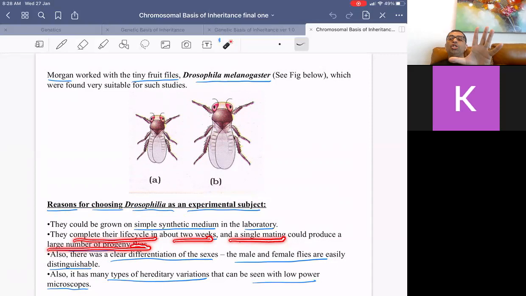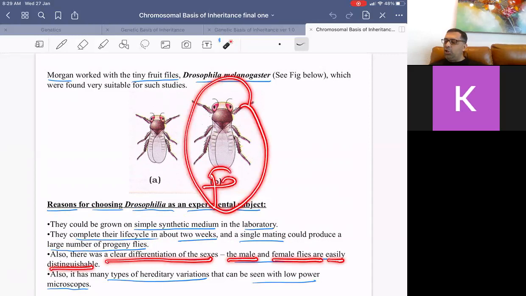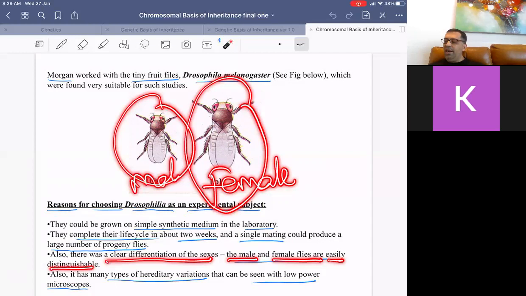And there was clear differentiation of the sexes. The male and the female flies are easily distinguishable. The female fly is much larger than the male fly, aur unka sexual differentiation bahut easy hai, so mating was possible easily between the small male and the larger female fly.